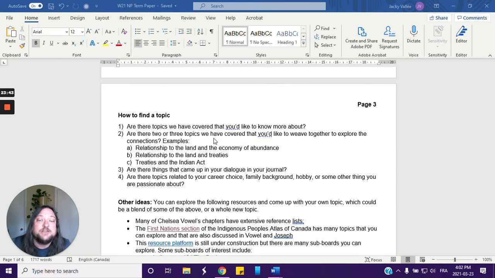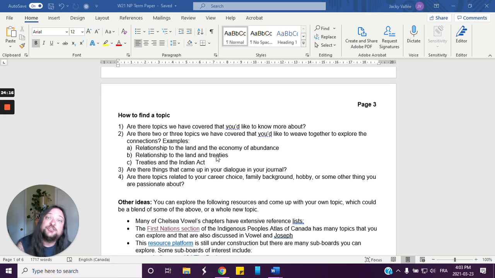Are there 2 or 3 topics we've covered that you'd like to weave together to explore the connection? So I give some examples here. For example, there's been a common thread through the first half of the semester about the relationship to the land, and almost everything that we've done since those initial discussions about the land, we've wound up being able to make connections, right? So if you wanted to do that, you might not even have to go look for new sources. You can just take sources that we have and weave the topics together somehow.